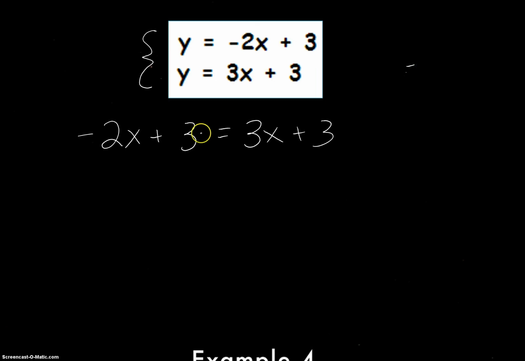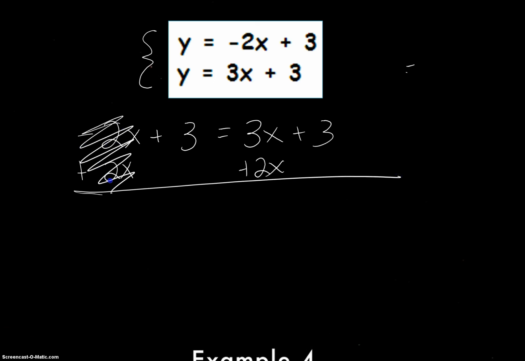But this is what we have to work with, so I'm going to get all my variables on one side and all my constants on the other. It doesn't matter which variable you start with. And I'm going to cross these out because I get 0. I get 5x here. I want to move this number to the other side, so I'm going to subtract 3. And when I subtract 3, I get 0. To isolate my variable, I divide by 5.